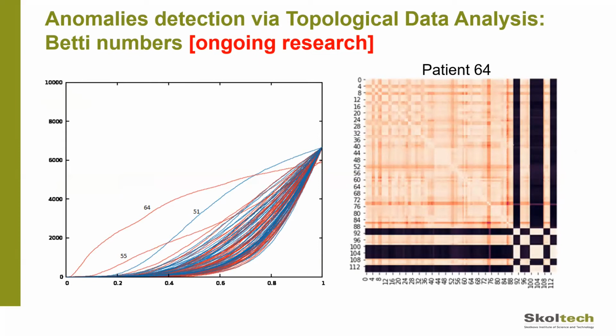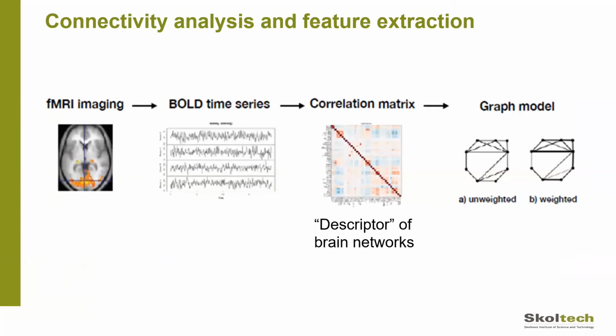I don't want to go into details, but this is a funny example. We got some data from a hospital, and here is how the Betti number depends on the radius, the threshold with which we specify the corresponding graph. And it turned out that for one patient, the fMRI data was corrupted, and some of the time series values were equal to 0. So we just noticed that.